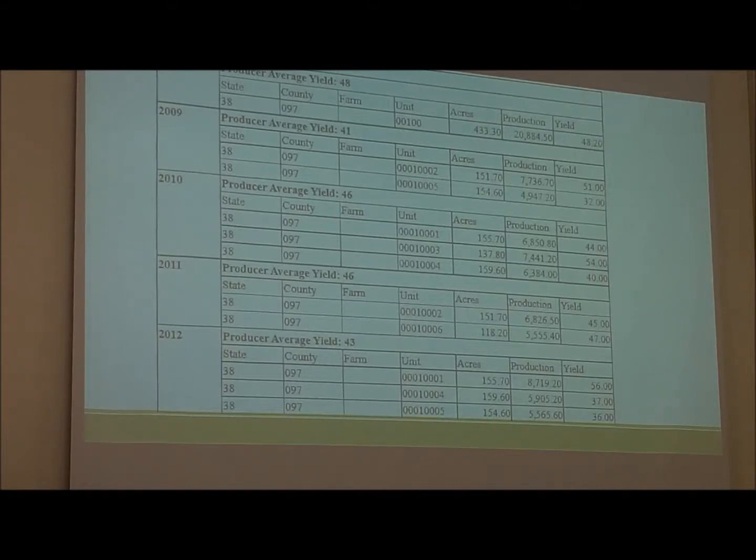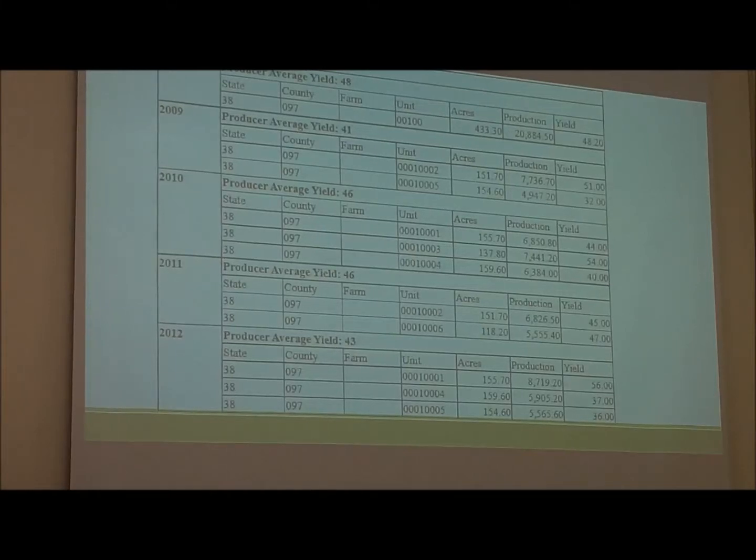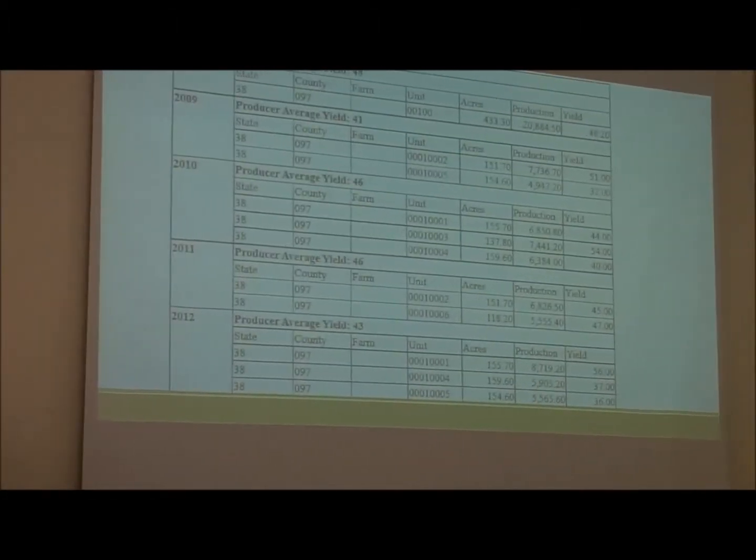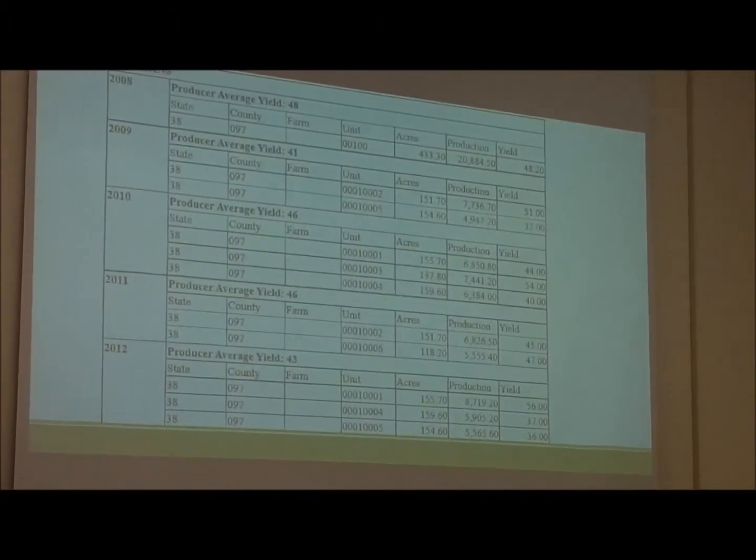This is a printout from the state FSA office. It's some producer in North Dakota, I don't know who it is. FSA has written a program to capture yields that have been reported to RMA over this period of time and summarize them. And in visiting with the county FSA offices in Traill County and Steele County and another county this morning, they said that isn't available yet, but they're still hoping for it.